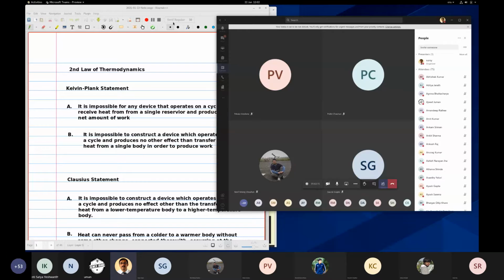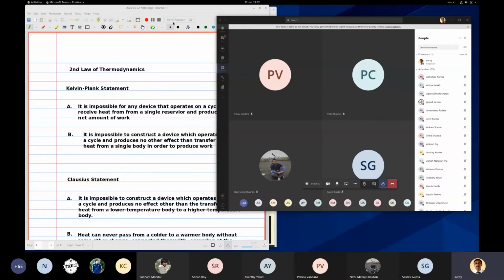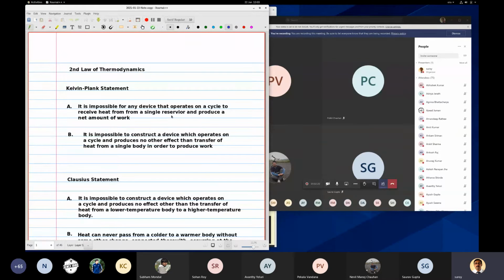Now I will talk about the second law of thermodynamics. Now the first law of thermodynamics, we discussed about energy balance. But first law cannot tell us whether a system will actually work or not. That means even if it satisfies mass balance and energy balance, it is not necessary that a system will work.